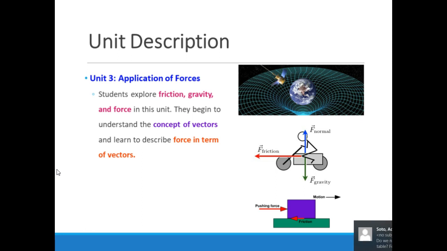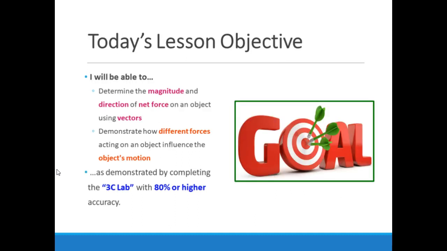So we are looking at friction, gravity, and forces. We talked about vectors yesterday, and today our lab is going to take a little bit more of a look at vectors. So today we should be able to determine the magnitude and direction of net force on an object using vectors, and we should be able to demonstrate how different forces acting on an object influence the object's motion.